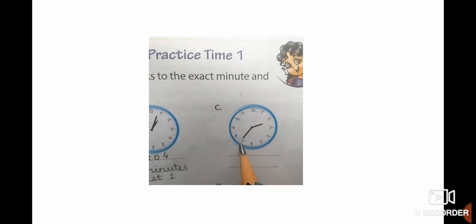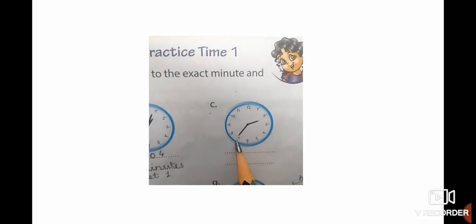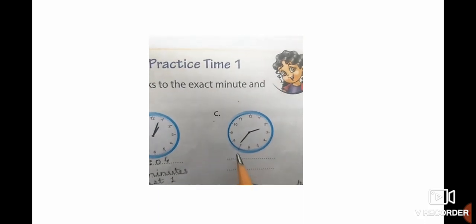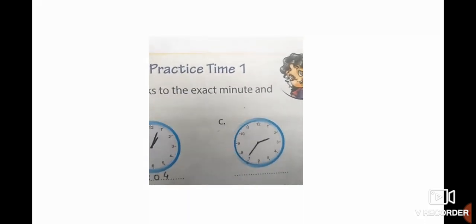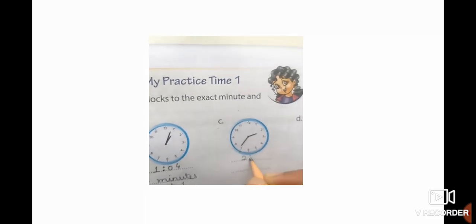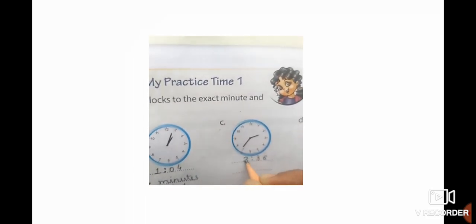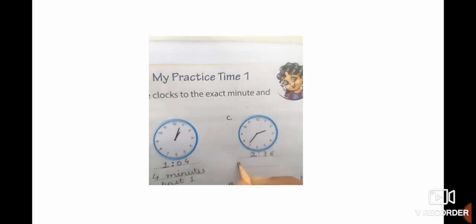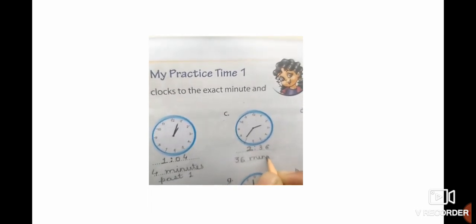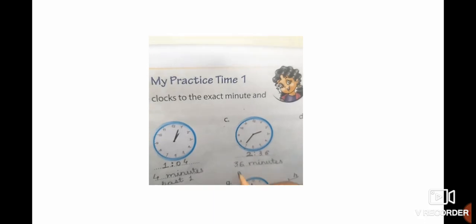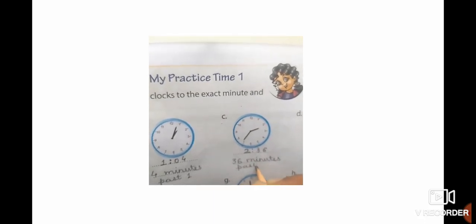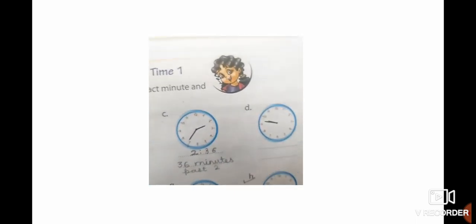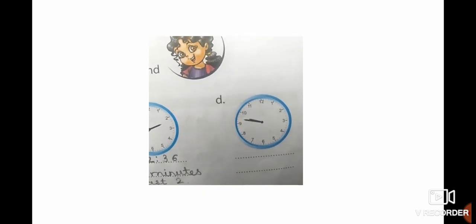So we know that when the minute hand comes on 7, it completes 35 minutes, and one more time it is there afterwards. So that means it has passed 36 minutes. So we are going to write the time like 2:36. That means 36 minutes have passed after 2 o'clock. So we are going to write 36 minutes past 2. Okay, 36 minutes past 2. Like this we are going to solve. Let's see the last example of this question.